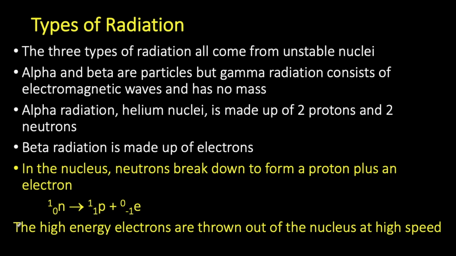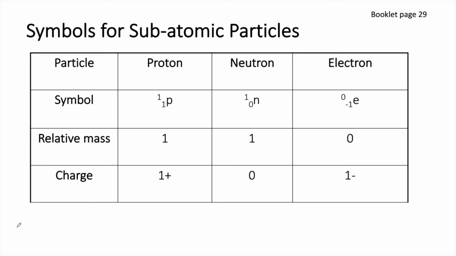Now, as this happens in our unstable nucleus, these high energy electrons are thrown out of the nucleus at a very high speed. Now, just for the purpose of noting this in your pupil book, we have symbols for each of the subatomic particles.